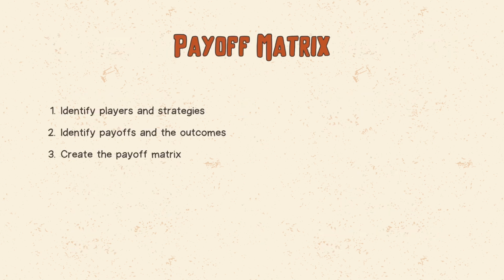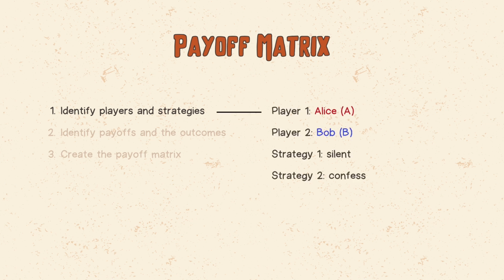To create a strategic form game, we need to follow these steps. First, identify the players and their strategies. The players are the decision makers in the game, and the strategies are the possible actions or plans that they can choose. For example, in the prisoner's dilemma, there are two players, Alice and Bob. Each player has two strategies: confess or stay quiet.